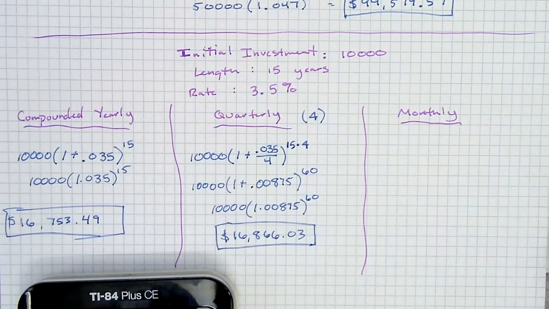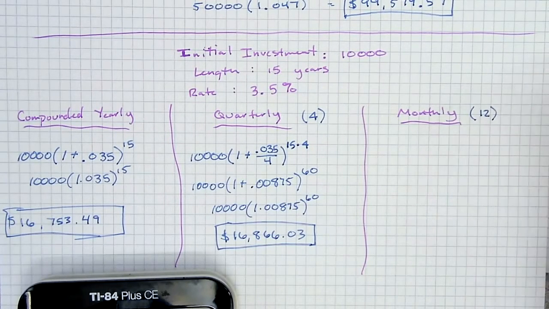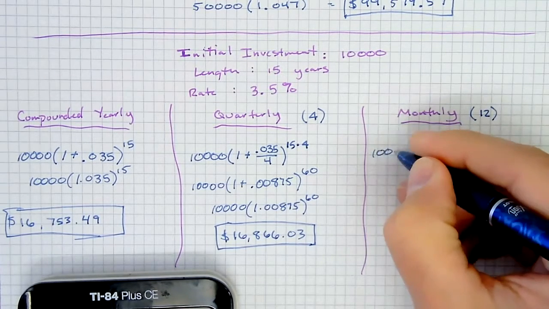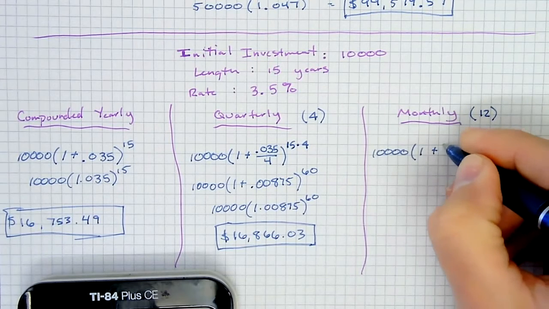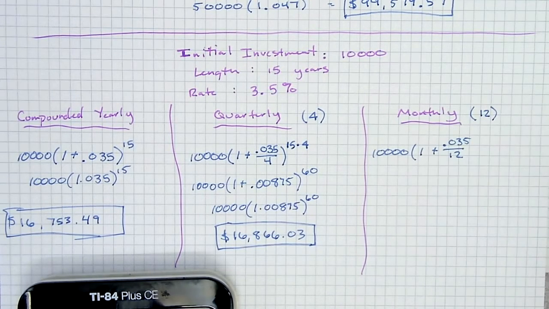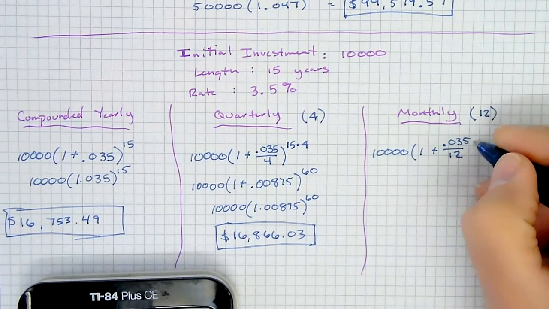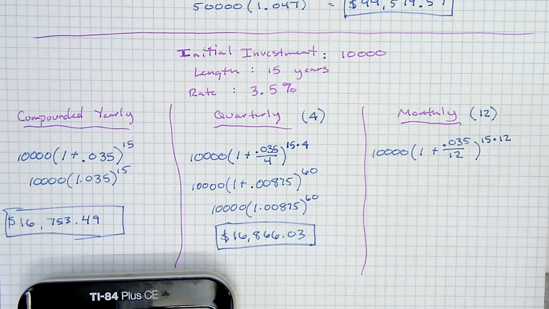If we compound monthly, how many months are in a year? 12. So we still have 10,000, still 1 plus 0.035. And now we're dividing it over 12. 15 years, 12 times a year, 15 times 12 becomes our exponent.